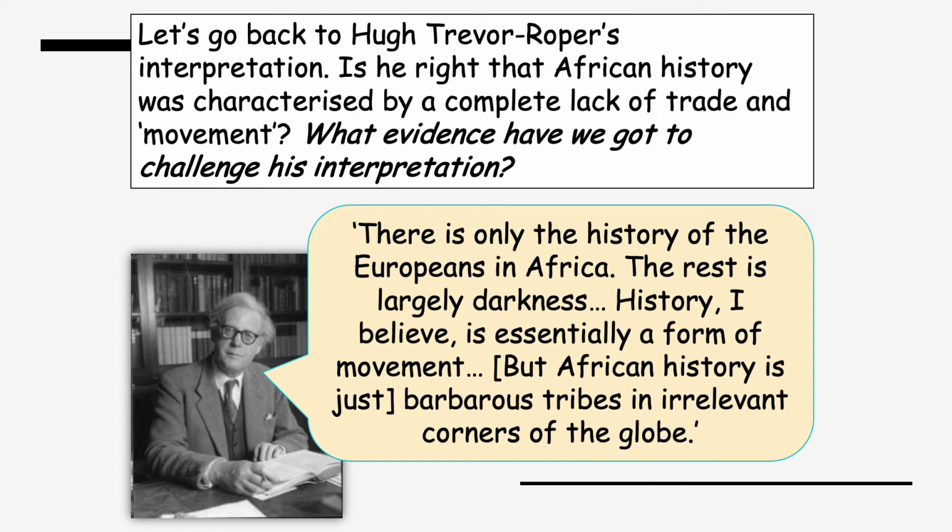So, having done this, we can go back to Hugh Trevor Roper's interpretation, and we can ask if he was right that African history was characterised by a complete lack of trade and movement. And we can have a class discussion. You need to insist that they provide precise examples that they've got to challenge his interpretation. And we can hear their answers, and we can try and get them to extend their oral answers in class, and we can really prove Hugh Trevor Roper to be wrong.